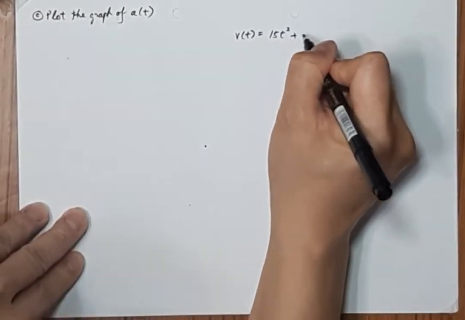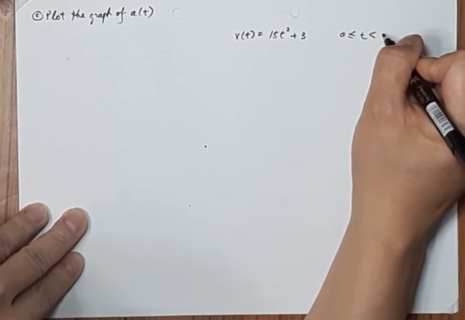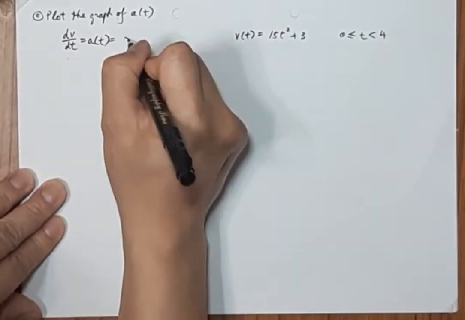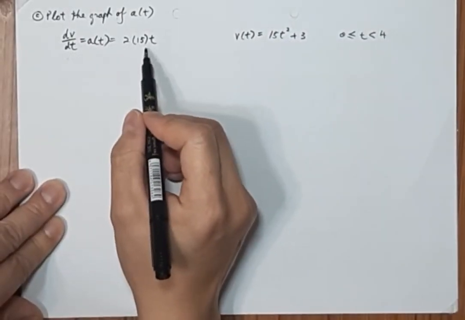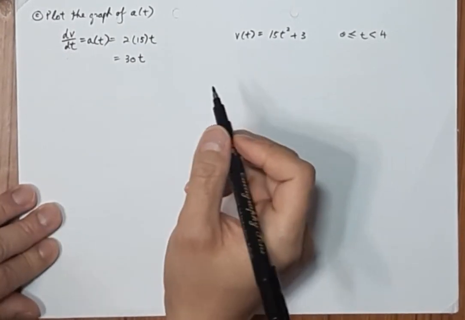Part C, plot the graph of a(t). Since we have v(t) is equal to 15t squared plus 3, t is from 0 to 4, we have dv by dt equal to a(t). We differentiate this equation, we have 2 times 15t, so it's equal to 30t. Now we draw the table of t and a(t).